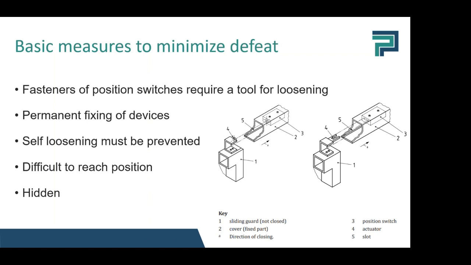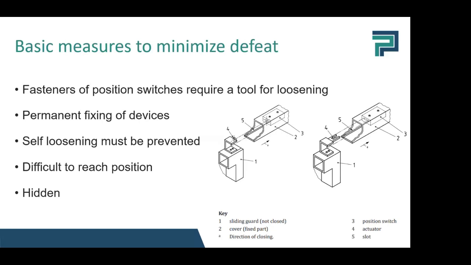Also, self-loosening must be prevented, for example, on machines where vibrations are commonplace. And then we will try to put the interlocking devices in difficult to reach positions or hide them. That is shown in the picture on the right.